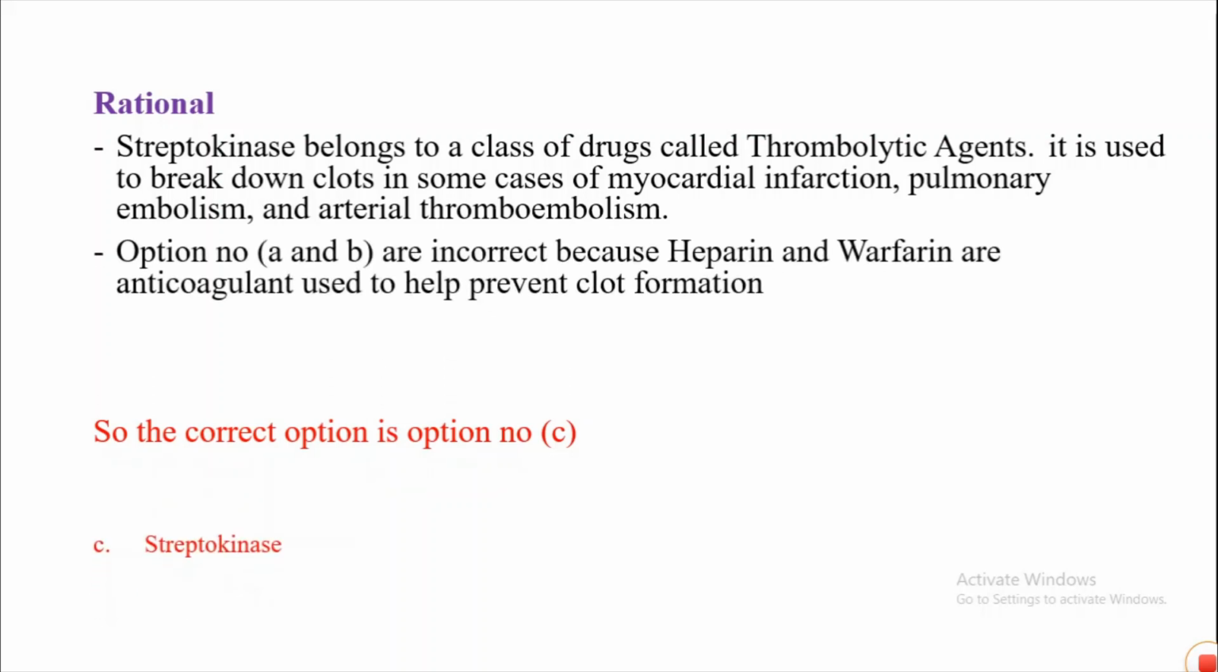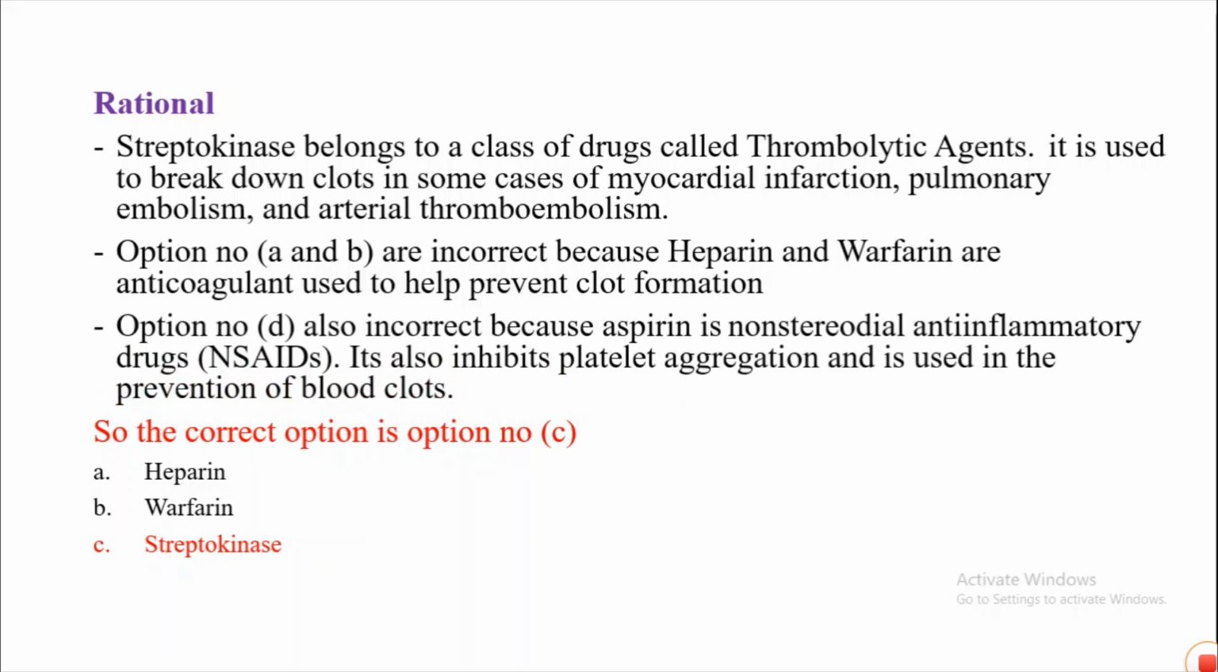Options number A and B, heparin and warfarin, are incorrect because heparin and warfarin are anticoagulants used to help prevent clot formation. Option number D is also incorrect because aspirin is a non-steroidal anti-inflammatory drug. It also inhibits platelet aggregation and is used in the prevention of blood clots.